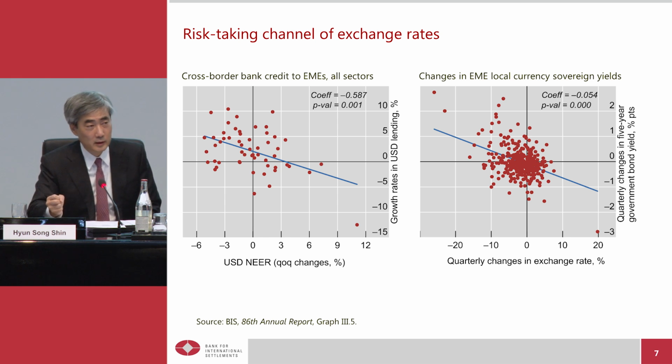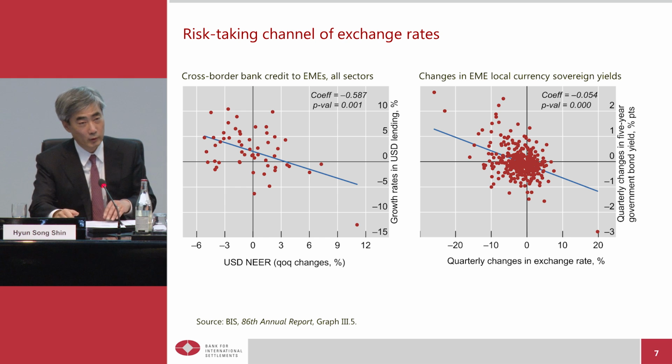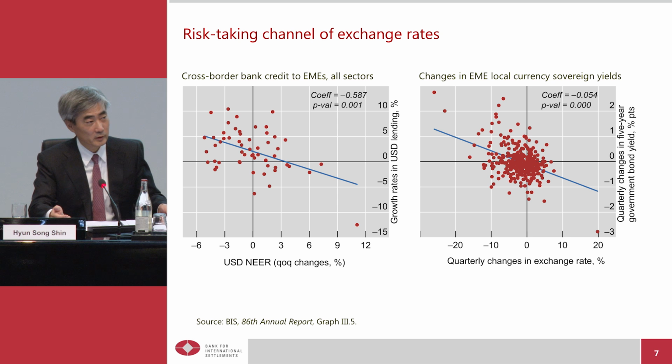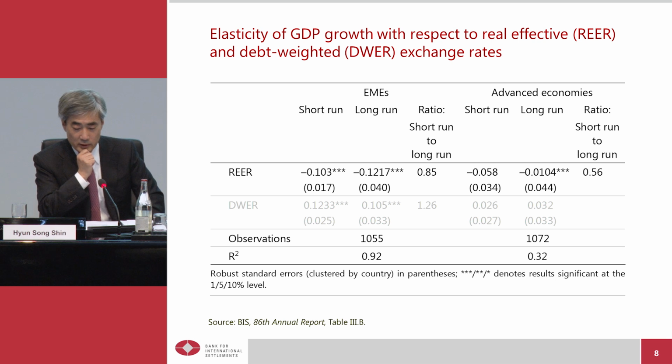On the right-hand panel, I've indicated the relationship between the dollar and the sovereign yields in domestic currency. So there's also an implication in terms of the yields as well. And these are for emerging market sovereigns only, so that when the local currency appreciates, this is associated with a compression of the credit spreads, even for domestic currency sovereign bonds. In the annual report, we go into some of the details of the precise mechanisms. But let me show you quantitatively how large these effects are.